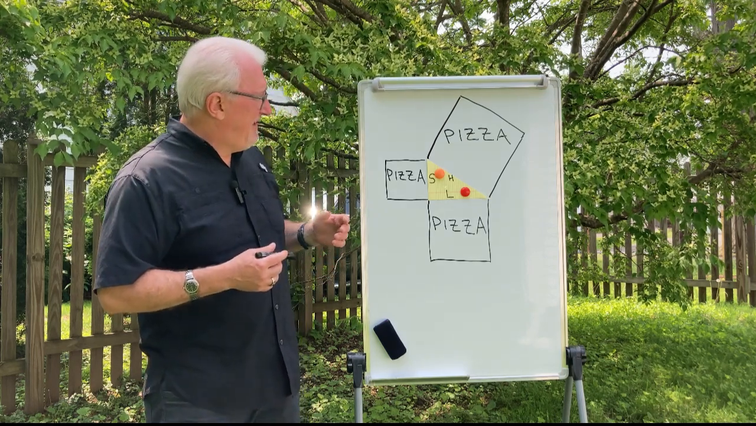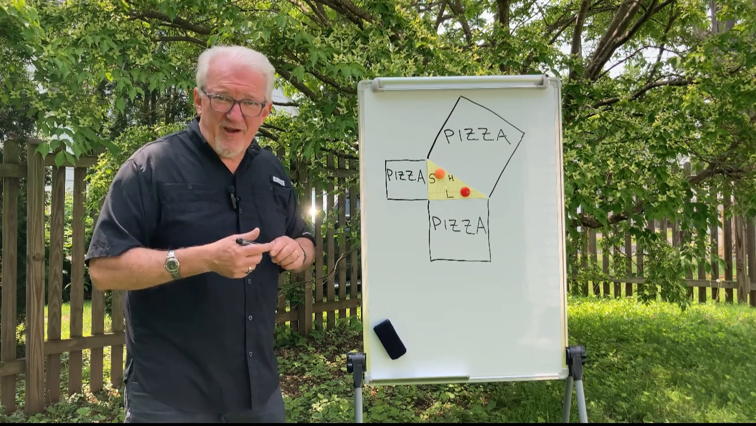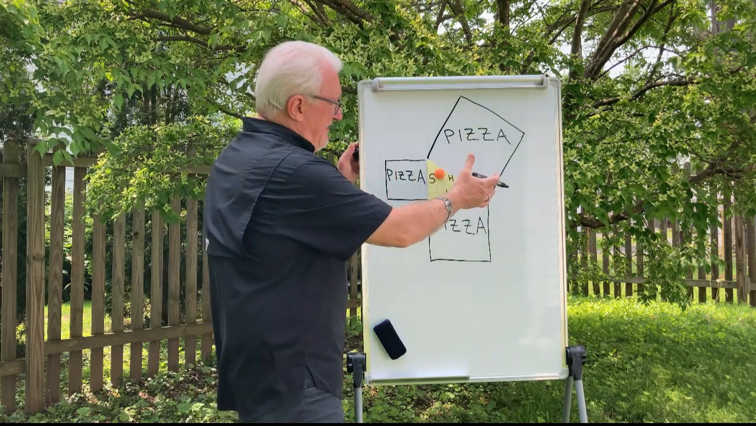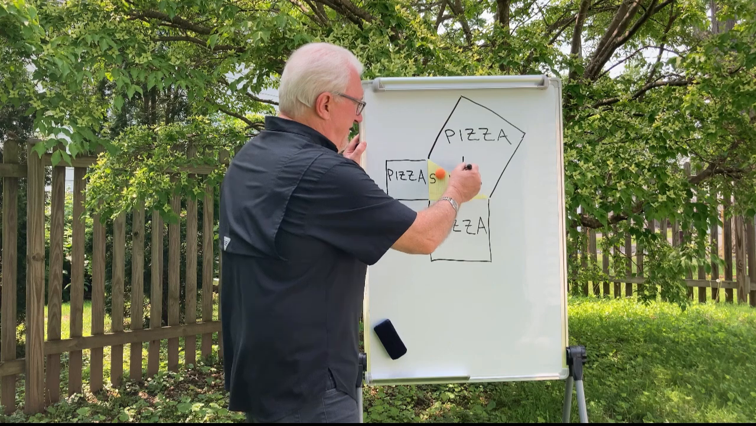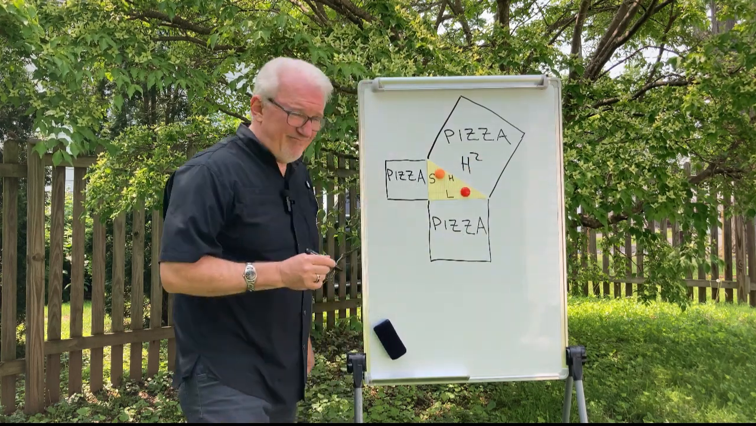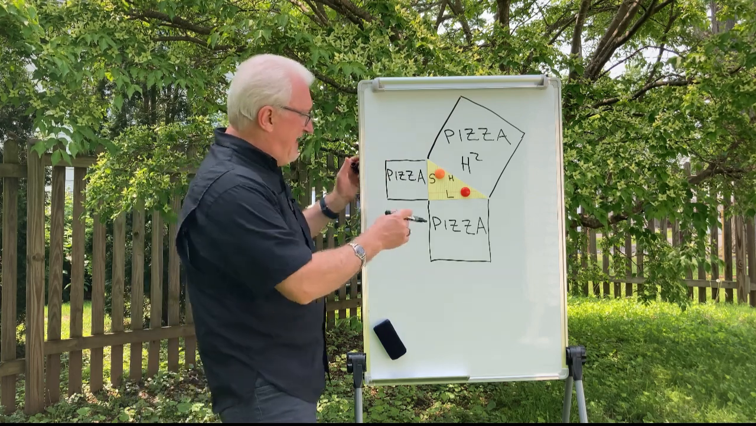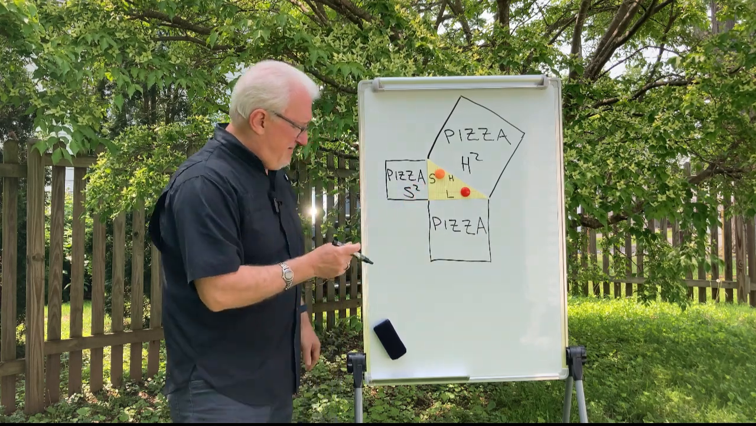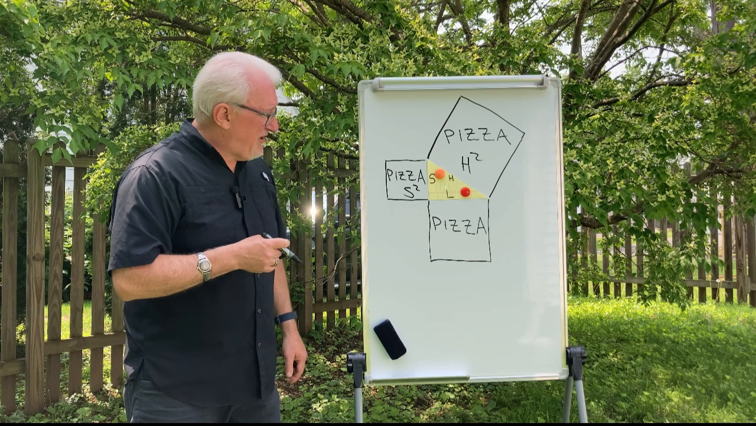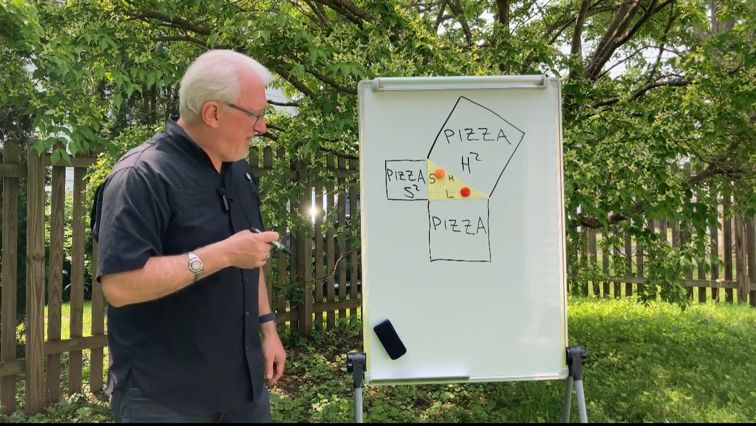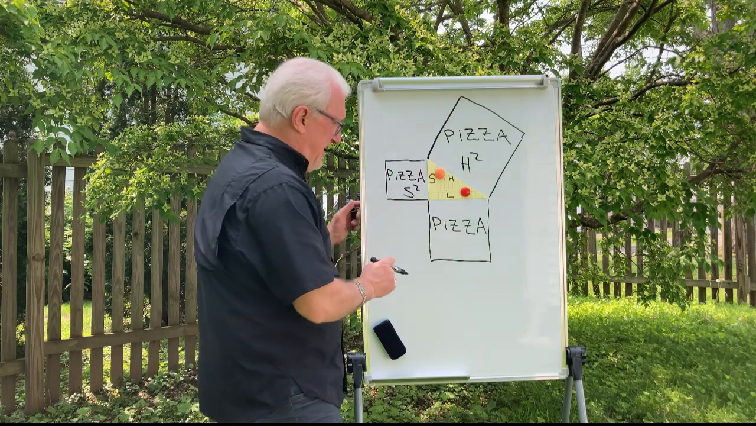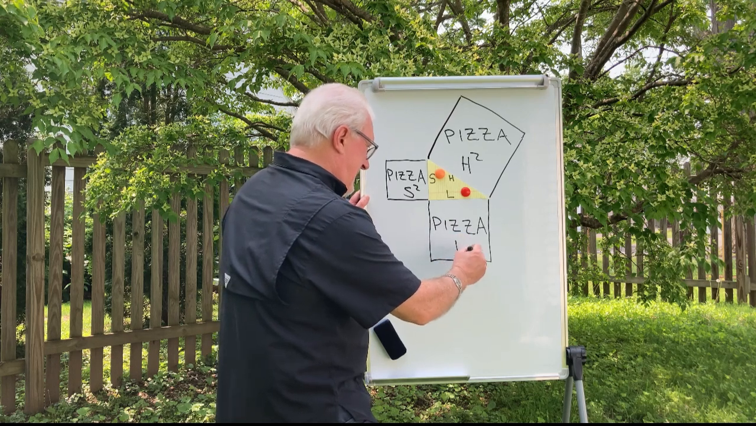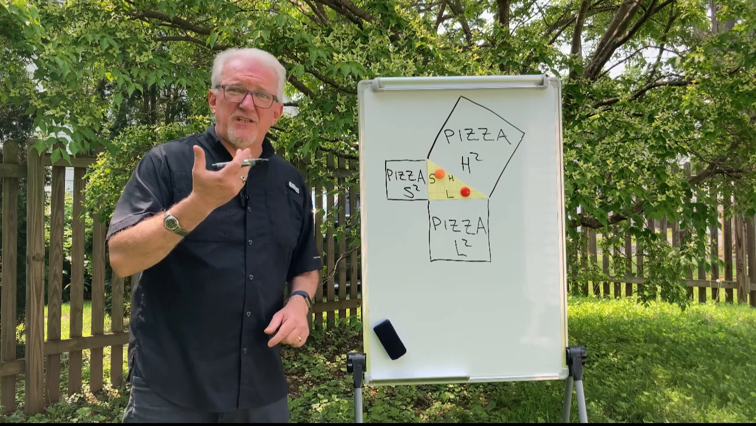Well, the area of a square is just the square of the length of its side. And so the area of the largest piece of pizza is the square of the hypotenuse. The other 2 pieces have areas s squared, the side length of the smaller side of the triangle, squared, and the medium slice pizza has area L squared, where L is the length of the long side.